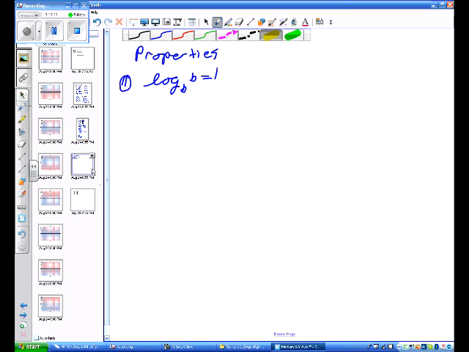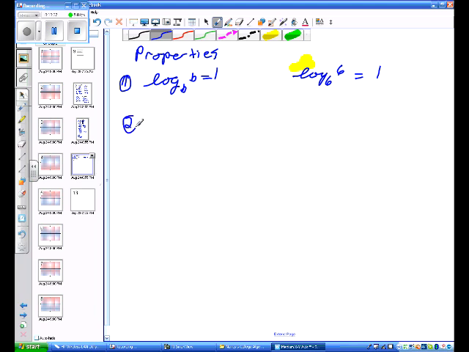And so when you have a problem along that line, let's just say that we had log base 6 of 6, well, it's going to be 1. We don't have to go back and write it in exponential form because we know the answer.